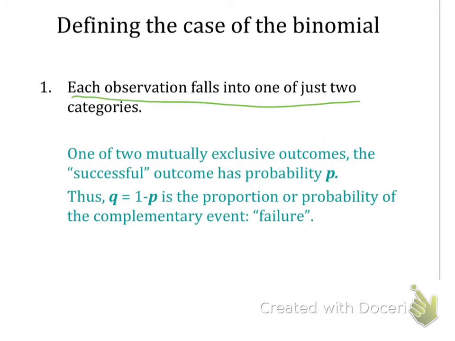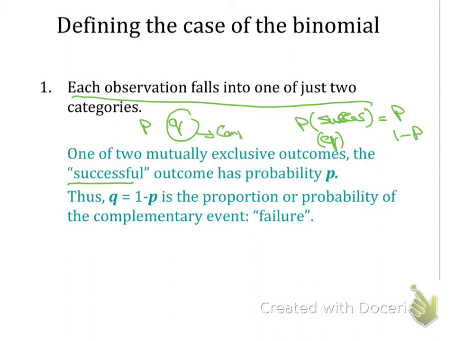Each observation falls into just one of the two categories, so they are mutually exclusive outcomes, either successful or not successful. So if I assume that the probability that the student will succeed equals P, then the probability he will not succeed, or he will fail, will be 1 minus P, where I can call it Q. So I can have P and Q. Q in this case will be the complementary of P.